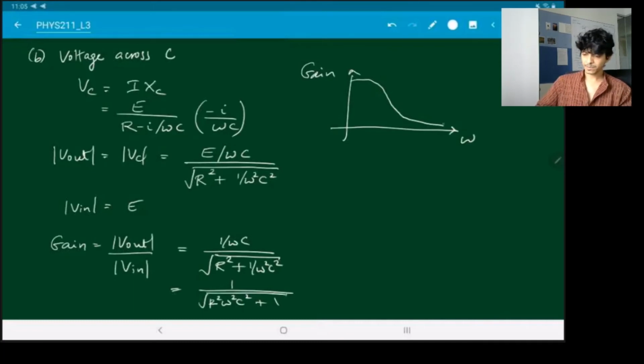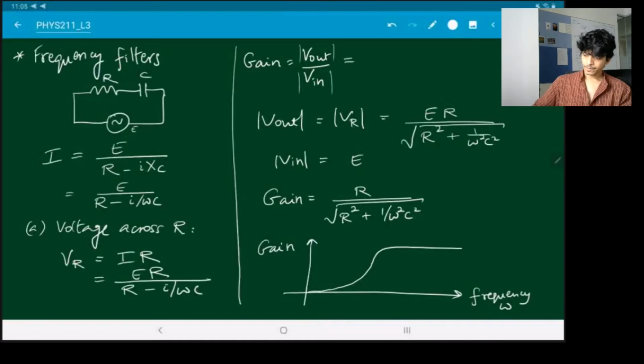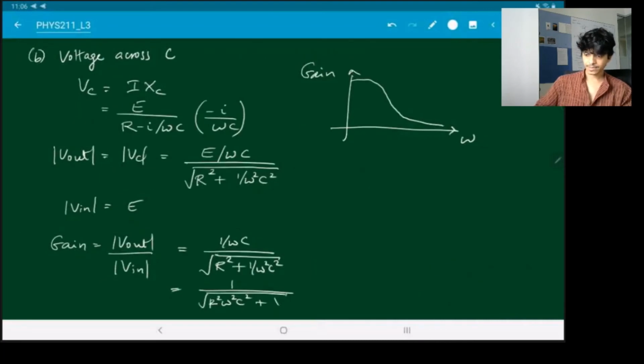So there are special names for these two features. This kind of feature, where high frequencies get a good gain but the low frequencies don't, is called a high pass filter, because it allows higher frequencies to pass through but it stops low frequency signals. Whereas when you're looking at the voltage across the capacitor, this is called a low pass filter, because it allows lower frequencies to pass through but the higher frequencies get blocked.